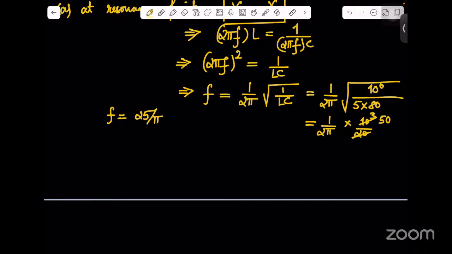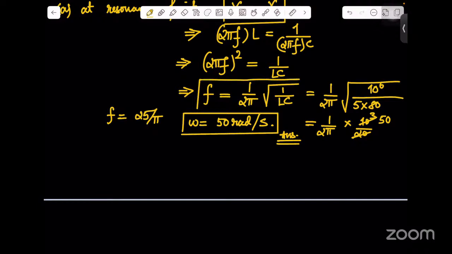Okay. So if you calculate this using a calculator, in terms of omega, it will be 50 rad per second, right? In terms of omega, it will be 50 rad per second. So this is the answer to the first question. And here you need to remember this formula directly.